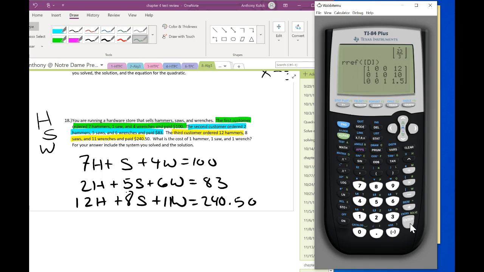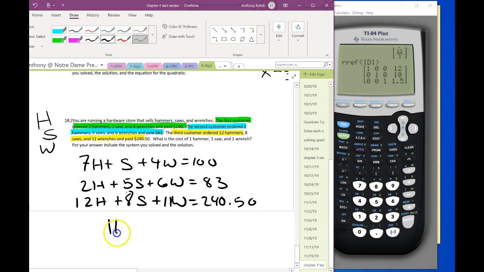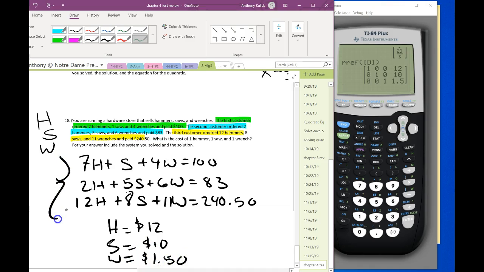So here we would just say hammers are $12, saws are $10, and wrenches are $1.50. If you give me the system and you give me that answer, that's all I need. Is that fair? Okay. Zach?